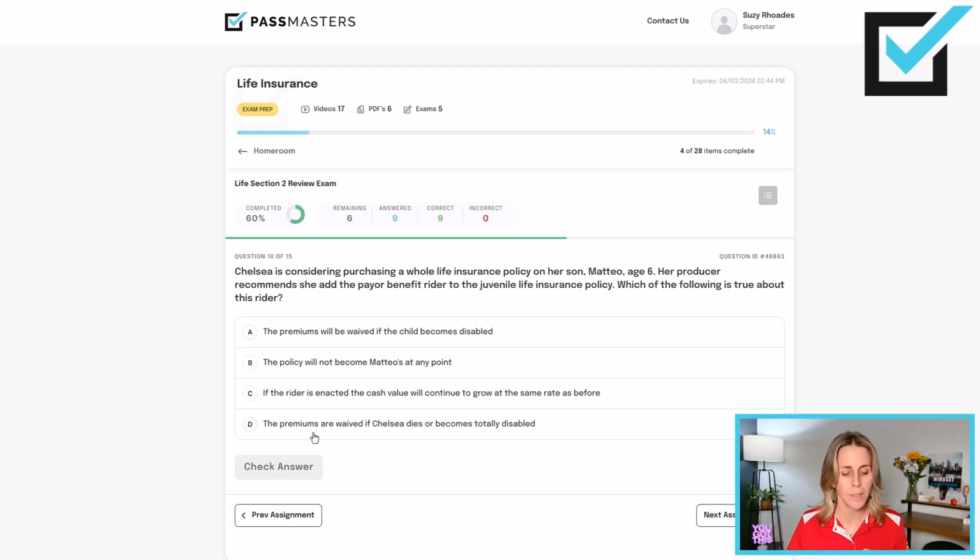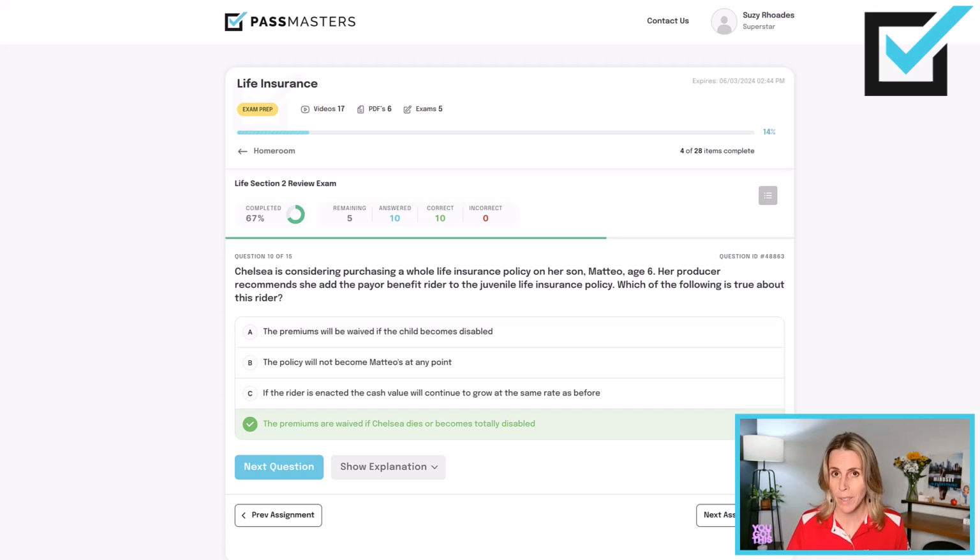It is that last one. That's the whole point of the payor benefit rider. The rider will waive the premiums on Mateo's policy should Chelsea die or become totally disabled. If she's totally disabled, the premiums are waived until she gets better. If she dies, the premiums are waived until the policy becomes Mateo's at the age of majority in that state. So 18 or 21, it depends upon the state.